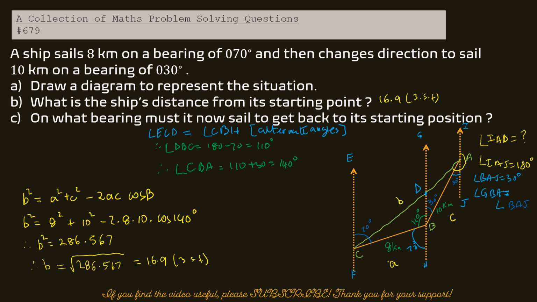So we already know what IAB is. Angle IAB equals 180 plus 30, which is 210 degrees. But what I don't know is this angle.